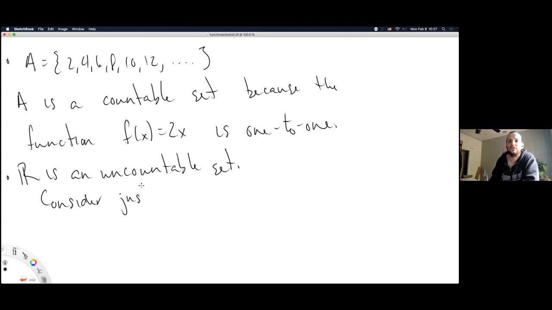Consider just the interval 0 to 1, which is obviously a subset of the real numbers. So I'm going to do a quick little table to show you that there's no reasonable one-to-one function from even just the interval 0 to 1 to the natural numbers. So let's say we're going to start with 0 to 1, and we're going to look at how that maps into the natural numbers. So 0 to 0 sounds like a good mapping. And then let's say 0.1. Okay, let's map that to 1.